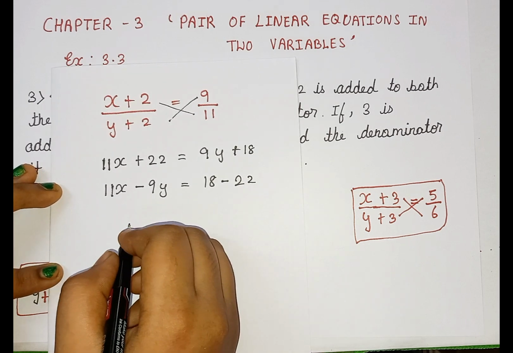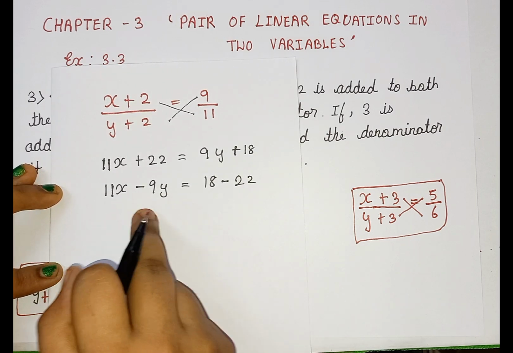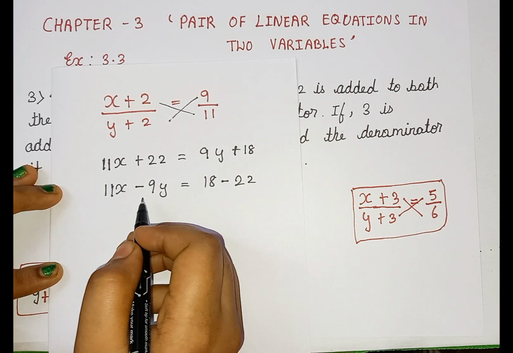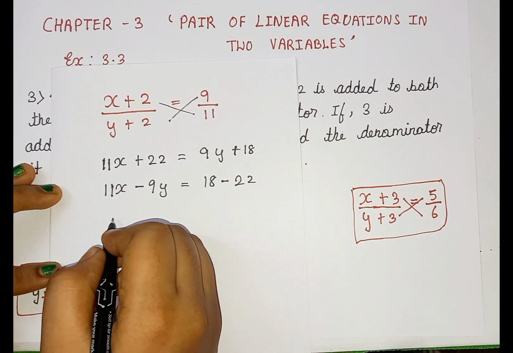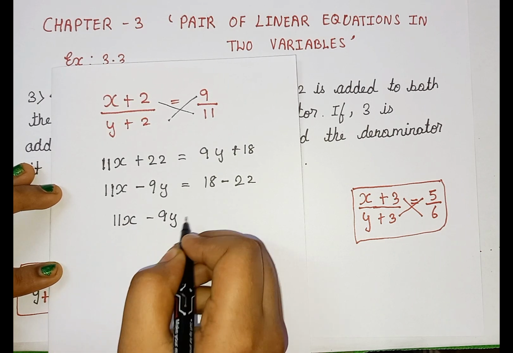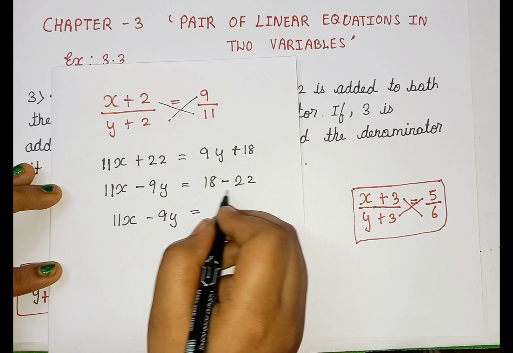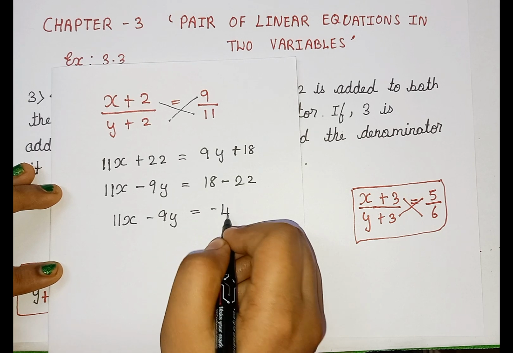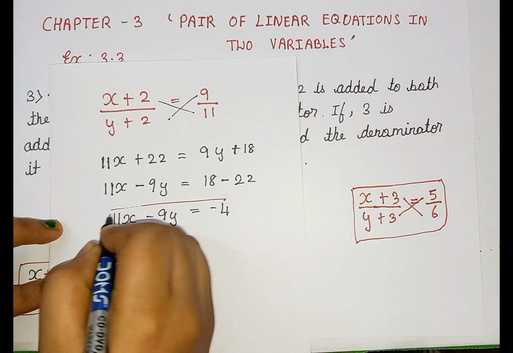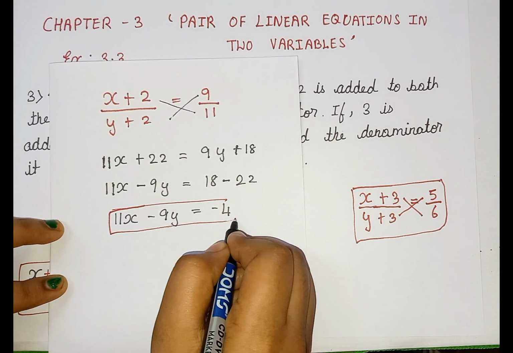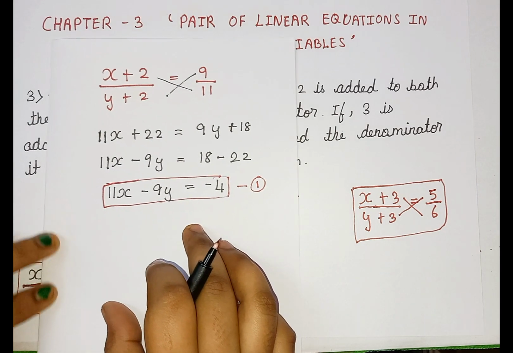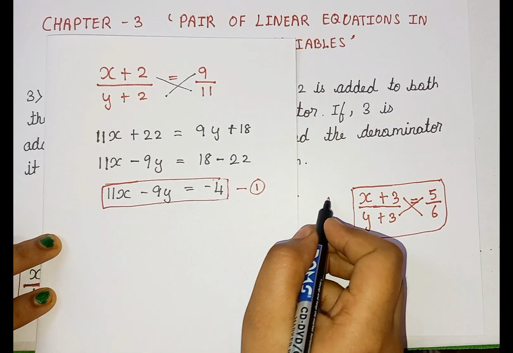We need not solve the variable terms together because they are unlike terms. If we have the same variables only, we are supposed to solve it. So let us write 11x minus 9y is equal to, we can solve this, right? When we solve it, we get minus 4. Now we got an equation, so let us take it as equation number 1.